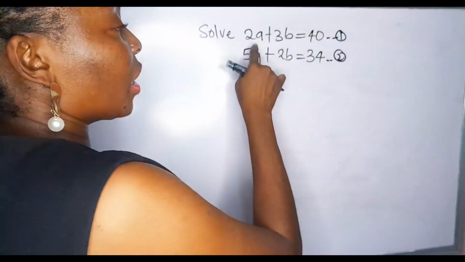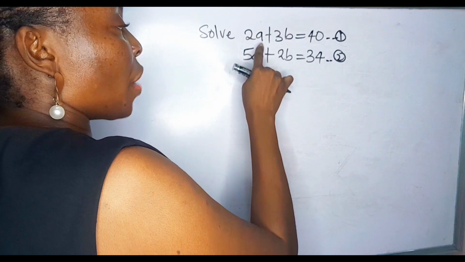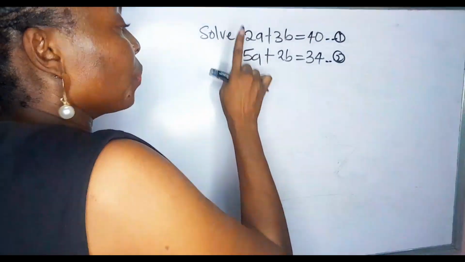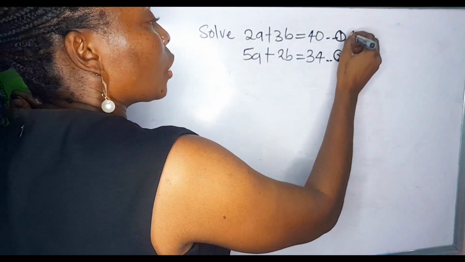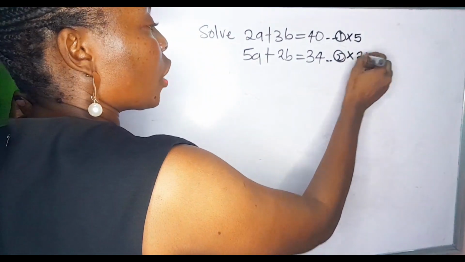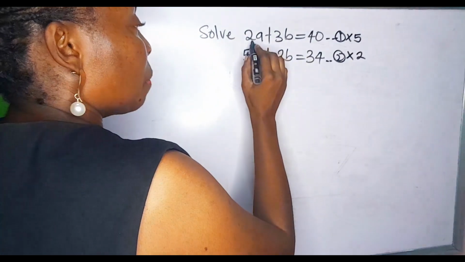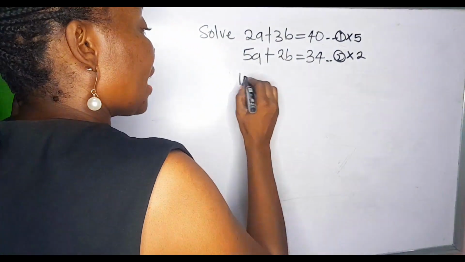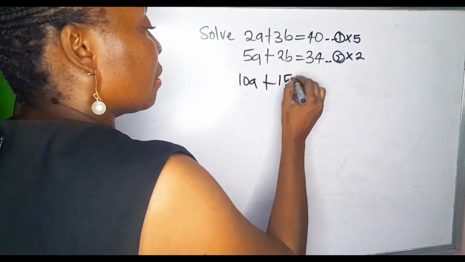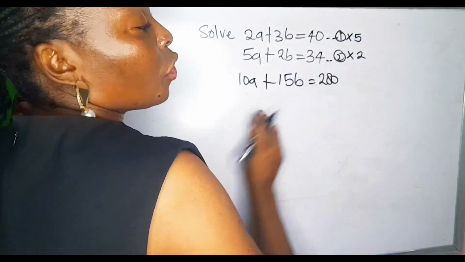So we are going to make the coefficients of A in equation 1 and 2 to be the same. So we have 2 and we have 5. So I'm going to multiply the first equation by 5 and I'll multiply the second equation by 2. By so doing, if I use 5 to multiply 2, I will have 10A. 5 times 3 will give me 15B. 5 times 40 is going to give us 200.